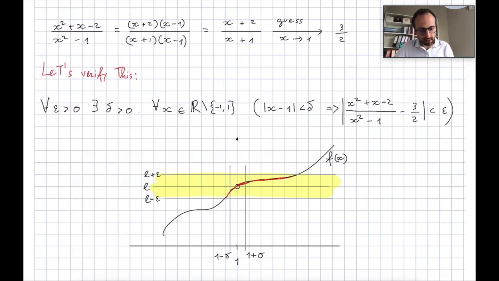And so you see that in this example here, the definition is satisfied if the distance from x to 1 is smaller than delta. So if we are here, then we are in the yellow region, this part here. So this is just the meaning of the delta-epsilon definition of limit.